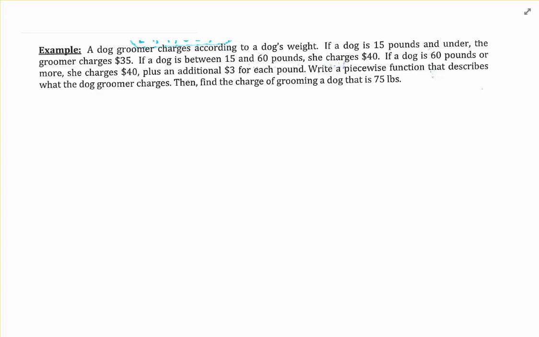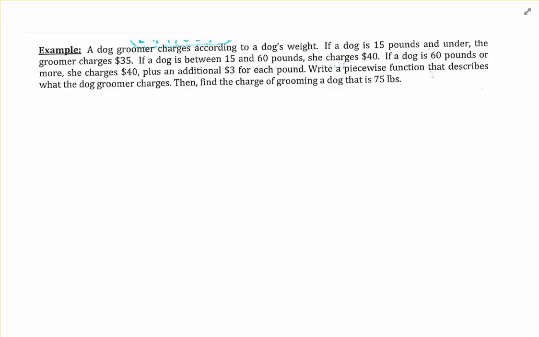All right, so let's go ahead and maybe read through the example and see if we can pluck out all the different parts. As you're going to see, there are a few different rules according to this dog groomer for which a customer bringing their dog in to get groomed would be applied. So a dog groomer charges according to a dog's weight. The next sentence states that if a dog is 15 pounds and under, the groomer charges $35. All right, so that in and of itself is one particular rule for which the dog groomer charges. Another rule is on deck. It says if a dog is between 15 and 60 pounds, she charges $40.